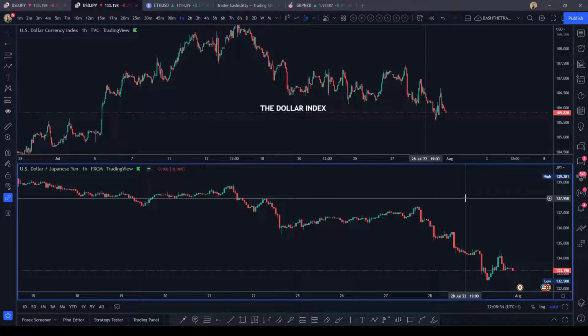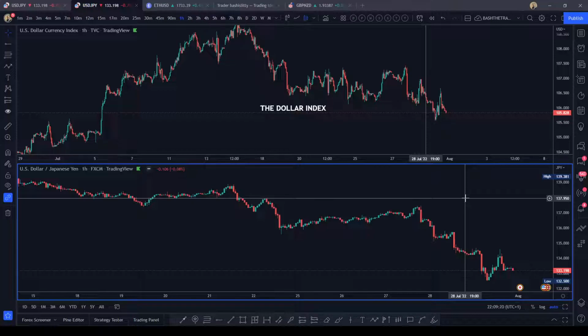Basically, the dollar index is an index of the value of the United States dollar relative to a basket of foreign currencies. It is often referred to as the US trade partners' currencies. So what this means is that the dollar index is a metric used to measure the value of the United States dollar. Simple.